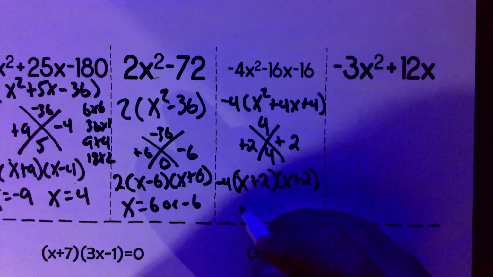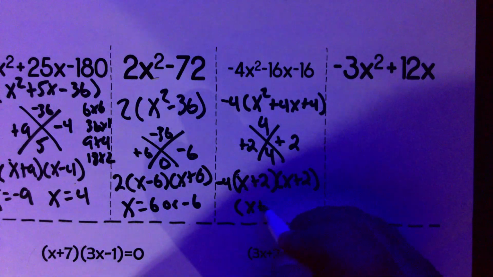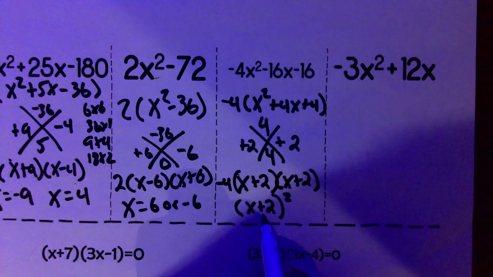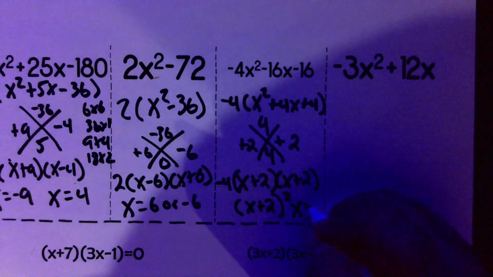Or I can write this as x plus 2 squared, which would be my preferred method because there's only one solution here, and that is negative 2. Even though it works for both of them, we don't list it twice. We just say x is equal to negative 2.